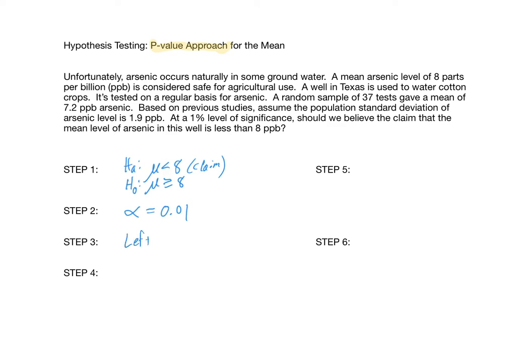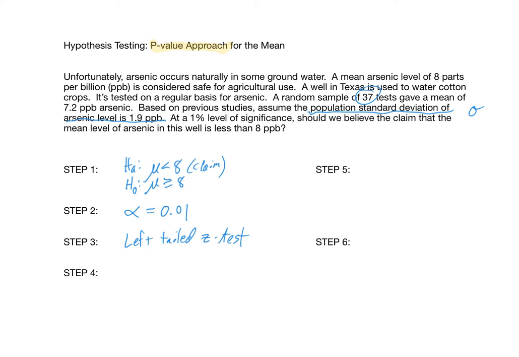So we have a left-tailed test, and in this case, the population standard deviation is 1.9 parts per billion. So that's sigma, so sigma is known. And we also have a sample size that's greater than or equal to 30. So we're doing a z-test. So this is a left-tailed z-test. That's all the same as it was the previous time we did this.